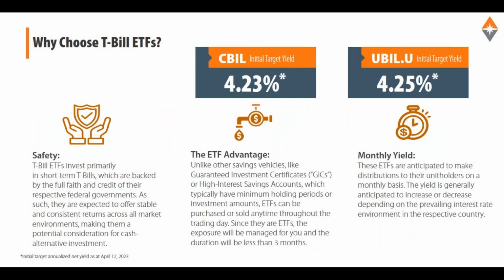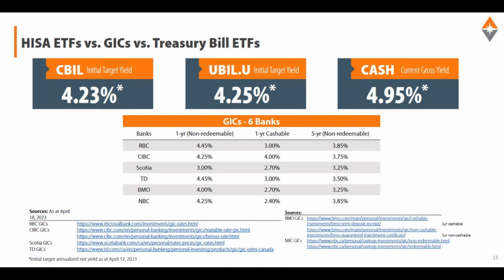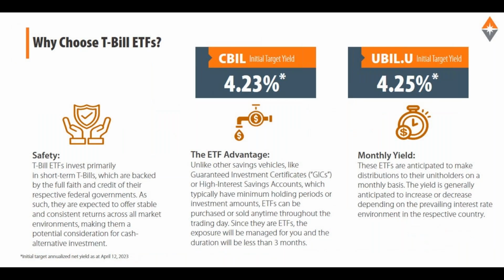For sure. And if I go back to the previous slide for a minute, that really shows there are only a few GICs that actually have a higher yield than what you're getting on T-bills. And I think that accentuates the point that you just made. So the big question now is, why should you choose T-bills and why should you choose T-bill ETFs? There are a couple of reasons that we've highlighted. The first and most important one by far is safety.